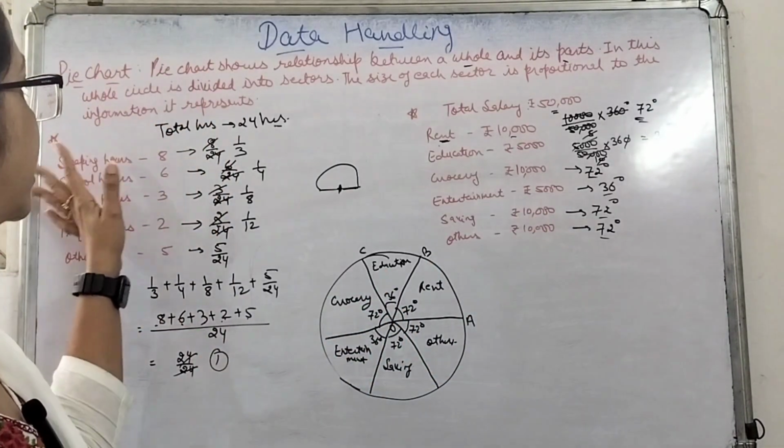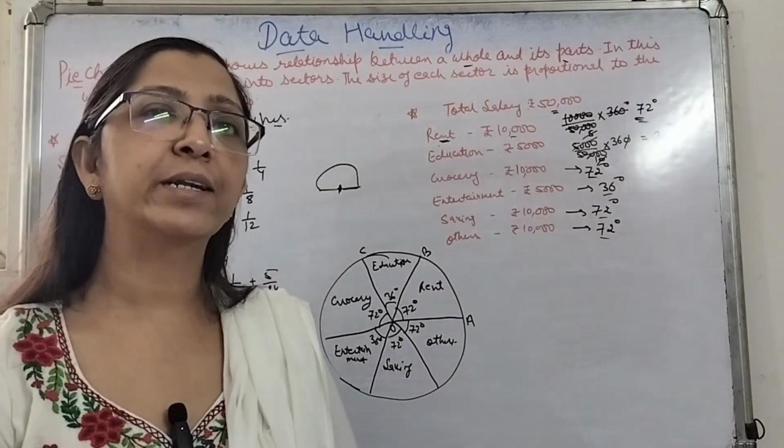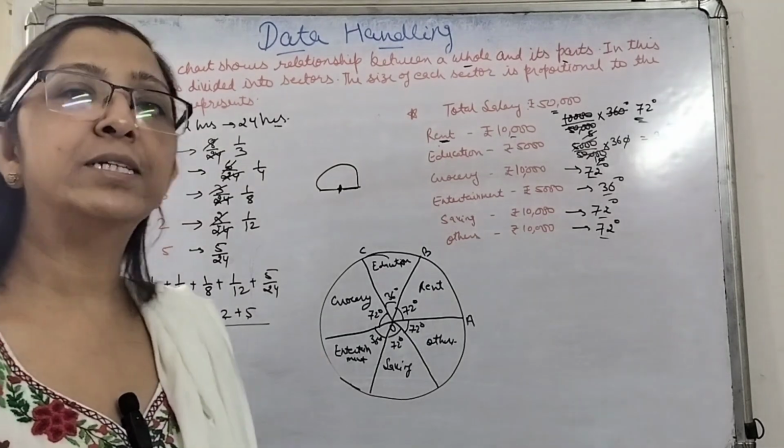This is how we can represent the given data graphically, using your pictograph, using your bar graph, double bar graph and your pie chart. Hope it is clear to you.